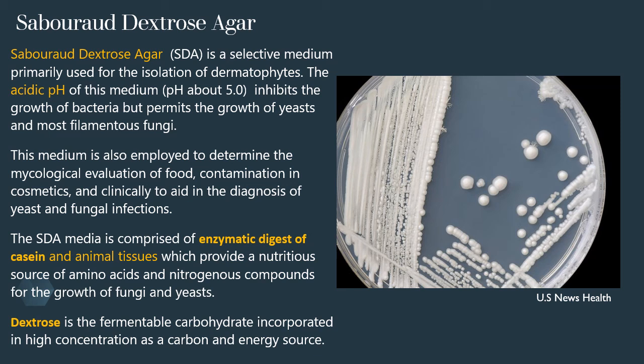SDA contains enzymatic digest of casein and animal tissues. This provides the sources of amino acids, nitrogenous compounds, and carbon for the growth of fungi and yeast. Dextrose is the fermentable carbohydrate, incorporated in high concentration as the carbon and energy source. So this was about Sabouraud dextrose agar, which is used for fungi. We saw one example for fungi, and the others are widely used for bacterial growth, or for selection and differentiation of bacteria.